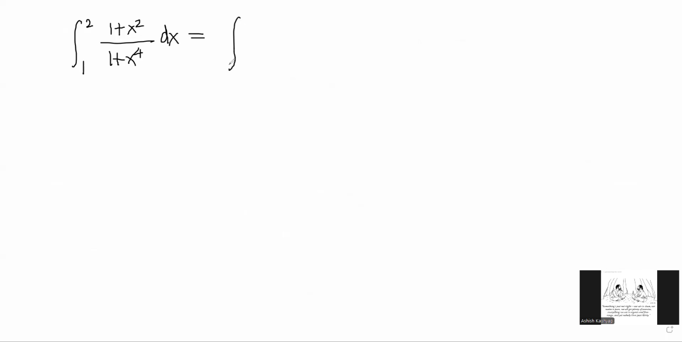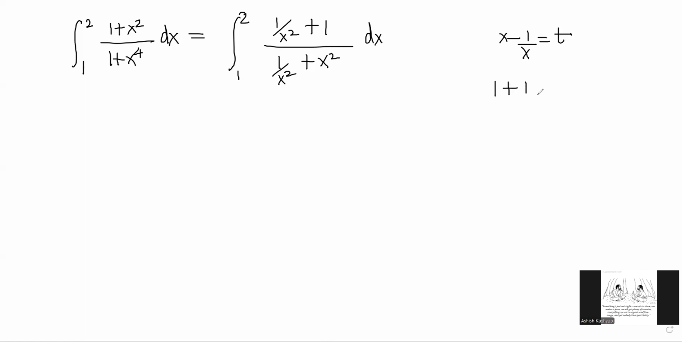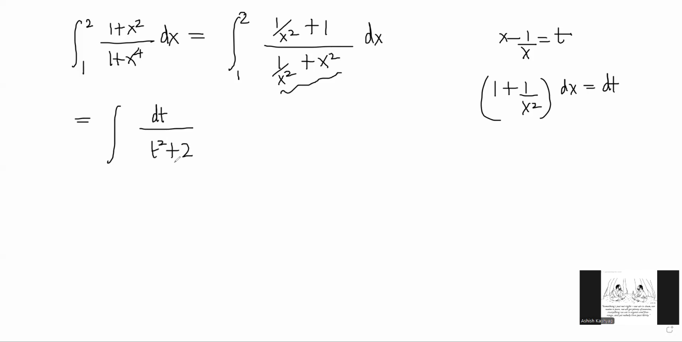The way to do this integration is to divide by x square up and down. You will get 1 by x squared plus 1 on top, and 1 by x squared plus x squared at the bottom, dx. This is evaluated from 1 to 2. And here the substitution will be x minus 1 by x is equal to t, because when you differentiate it, you will get 1 plus 1 by x squared dx is equal to dt. So this becomes simply dt by t square plus 2. So the indefinite integral of this would have been 1 by root 2 tan inverse t by root 2.